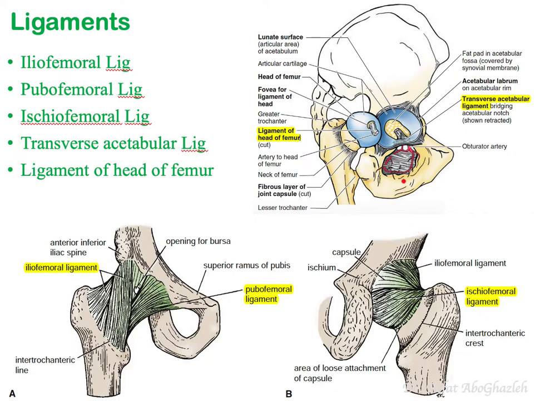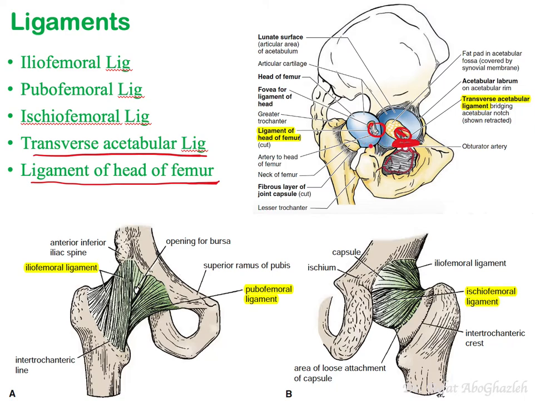Okay, ligaments. This is very important, and you have to know a little bit of detail about the ligaments of the hip joint. You have mainly five ligaments. We mentioned the ligament of the head of the femur, which is shown here, and the transverse acetabular ligament, this one. It's good to say that the ligament of the head of the femur originates from or attaches to the transverse acetabular ligament. Just keep it in your mind.